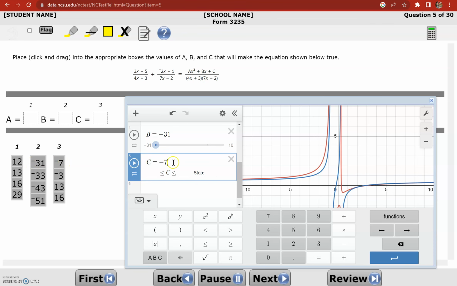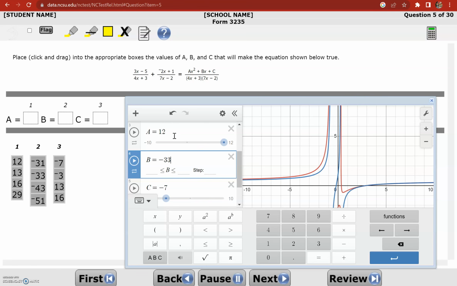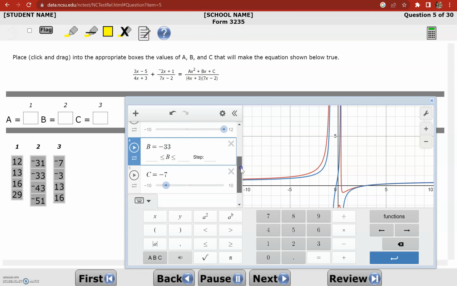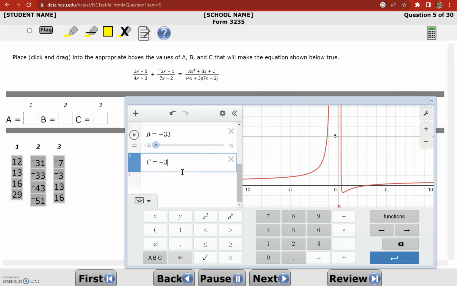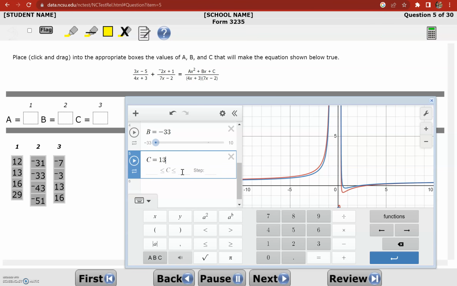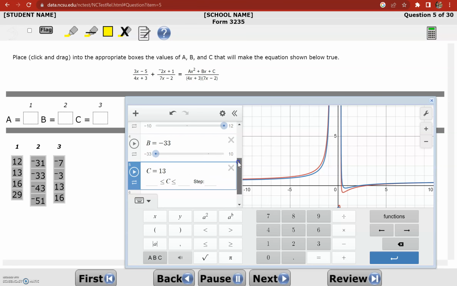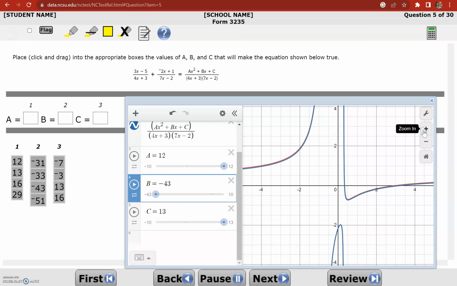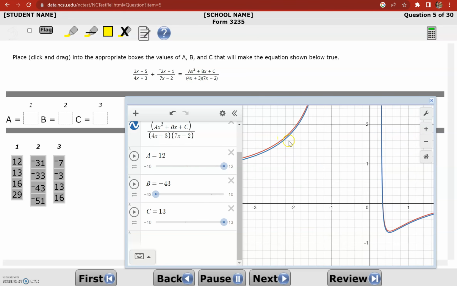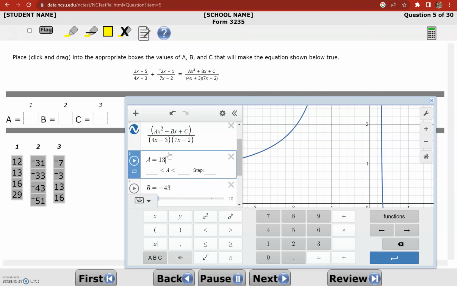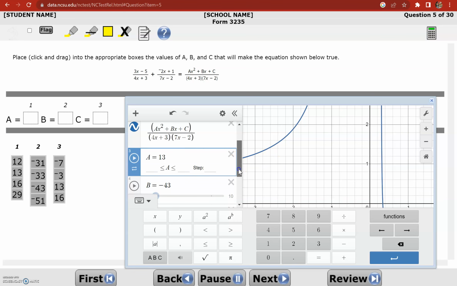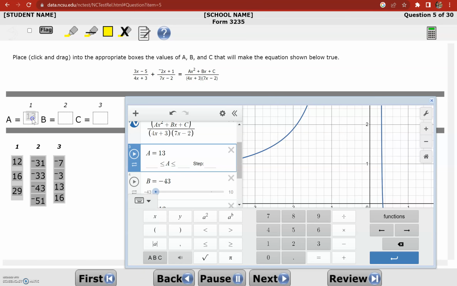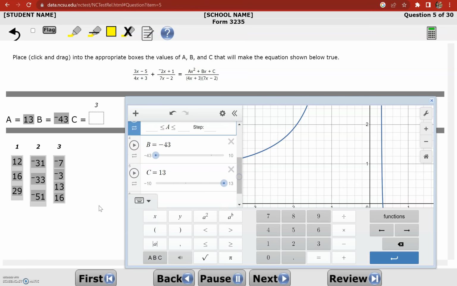I can see that that's close, but it's not quite a match. So I'm going to try a b of negative 33. Maybe I change my c to negative 3. Maybe I try 13. I'm really close now. So I go back to this b, and maybe I try negative 43. And it looks like that's a match. But if I zoom in, I can see it's not quite perfectly aligned. So I need to try an a of 13, and now it's a perfect match. So for this problem, I would slide in a of 13, b of negative 43, and c of 13.